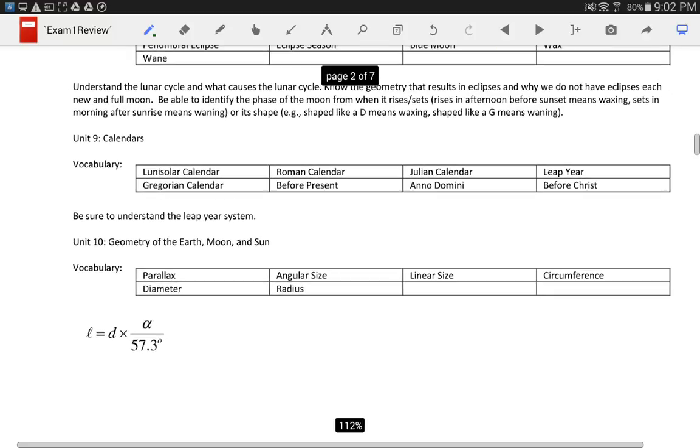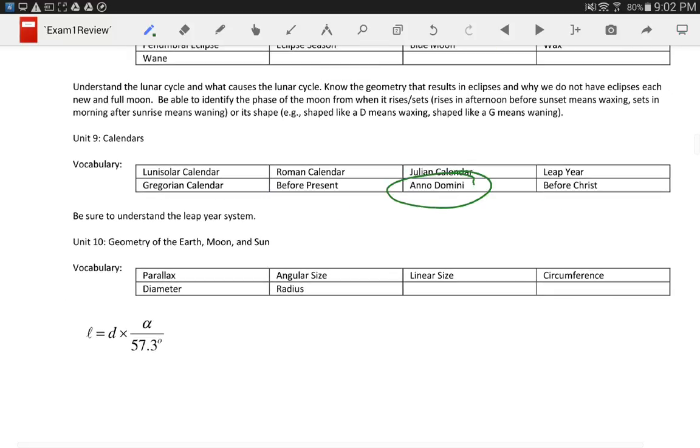Okay, I've already actually talked about most of the things here. Let's talk about those two. Anno Domini. What does that mean? Not after. In the year of our Lord. So Anno Domini, that's the year that Christ was born, in theory, according to somebody's calculation.